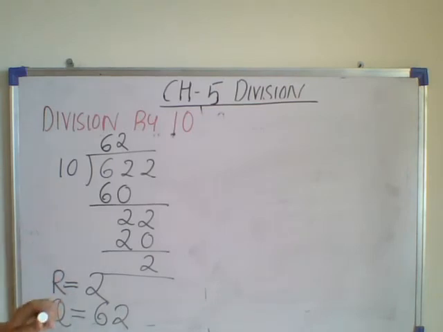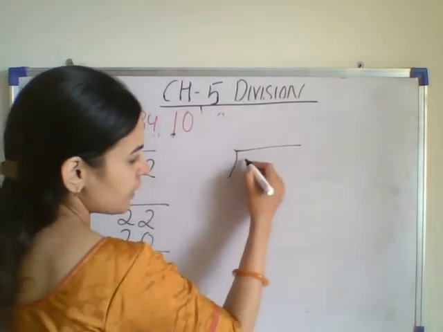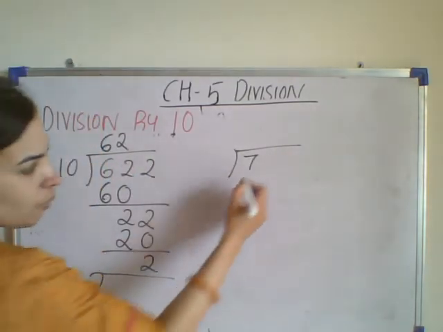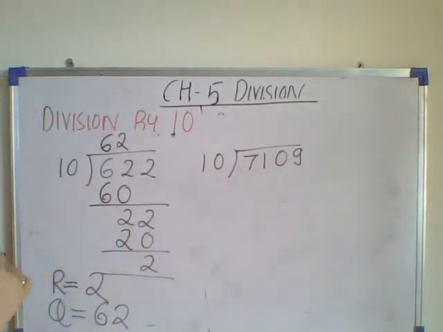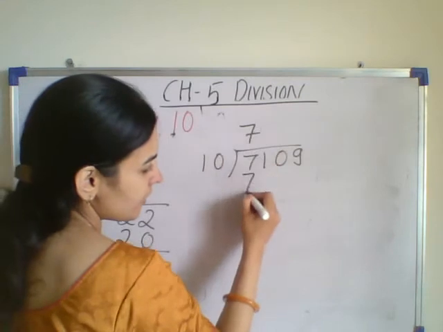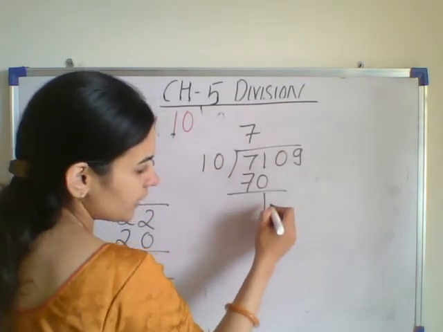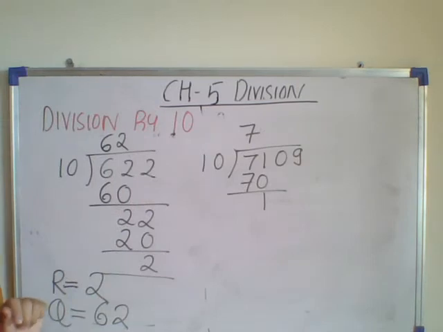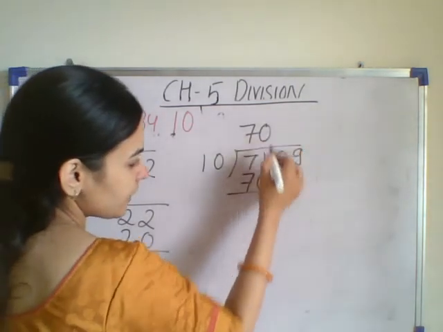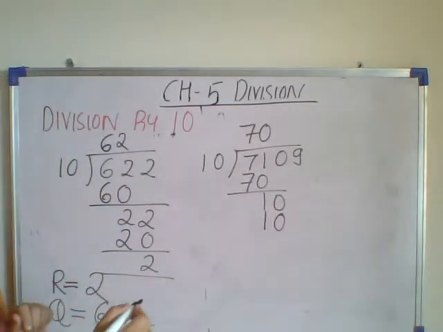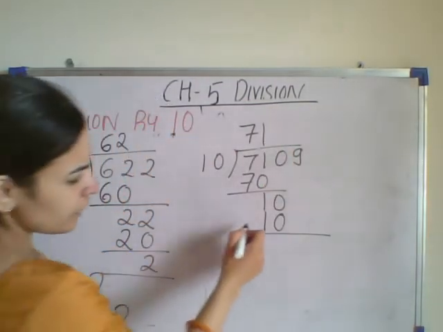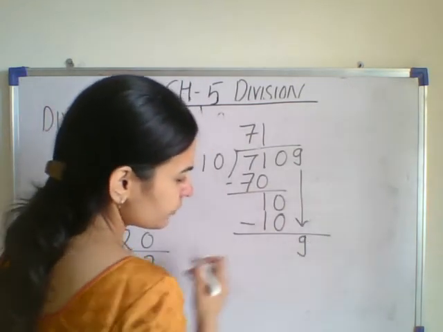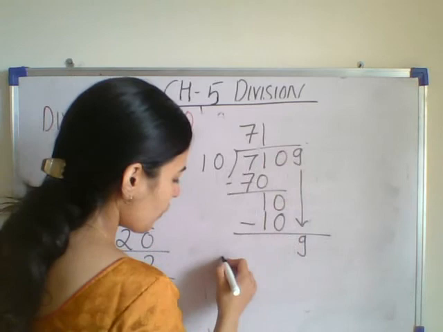Let us take one more example, that is 7109. This you have to divide by 10. So 10 sevens are 70. 1 you will be writing down. 0 will also move down. So here I will be writing 0 and 10. 10 ones are 10. Then 9 will come down.